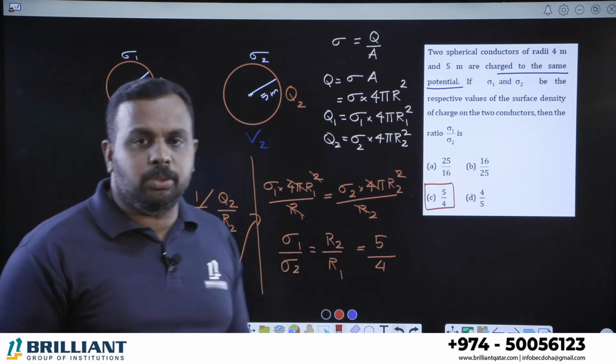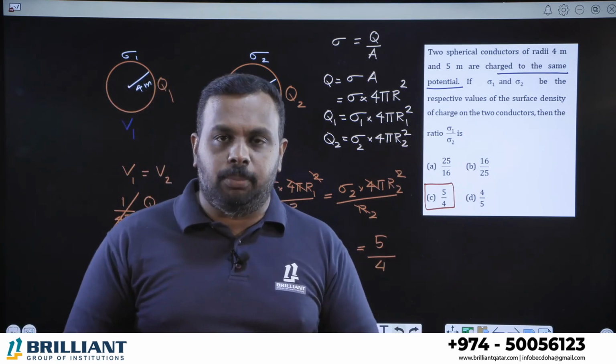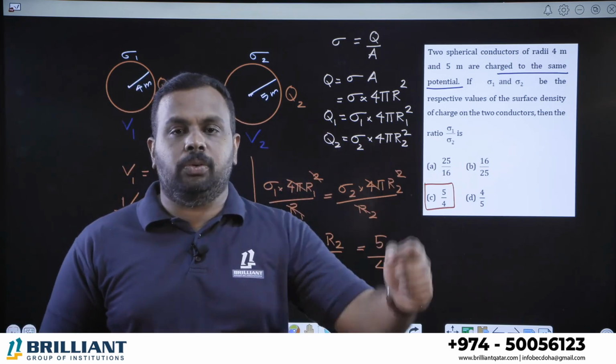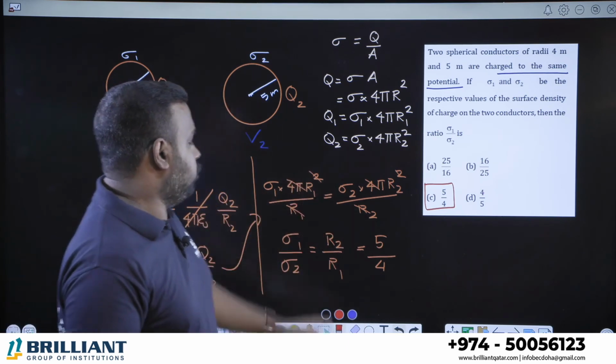So the idea that we are using here is we are equating the potential formulas because it is given that they are charged to the same potential. So V1 is equal to V2. Okay. So the answer is 5 by 4.